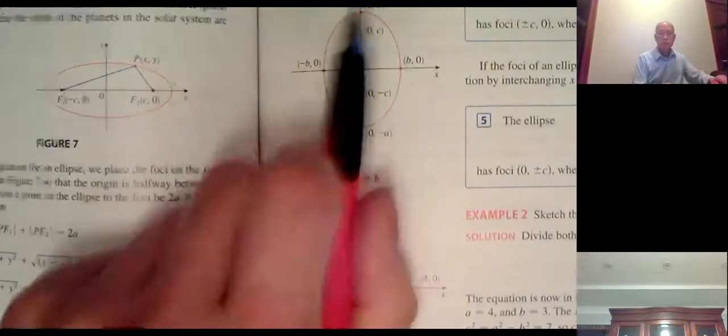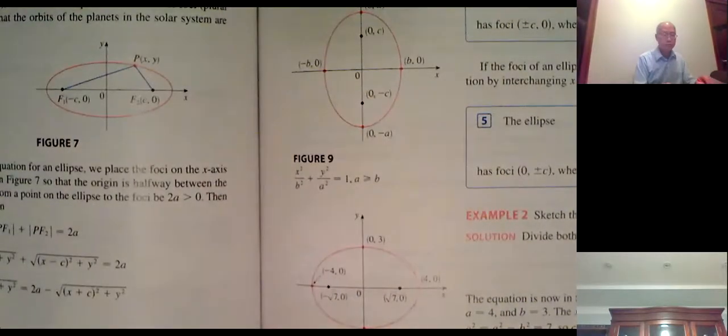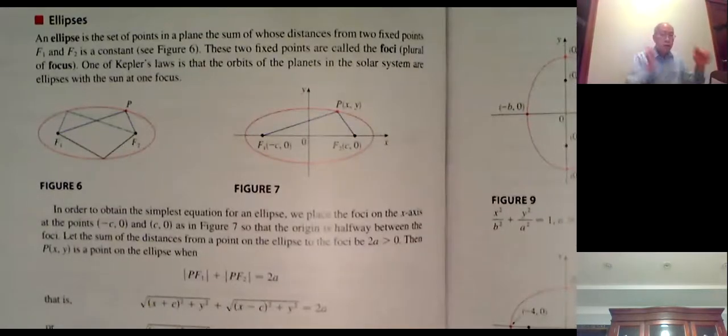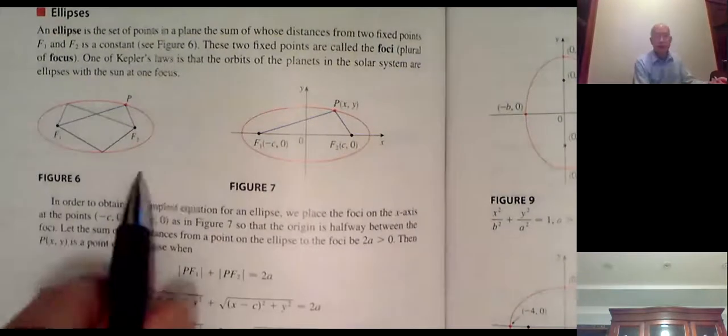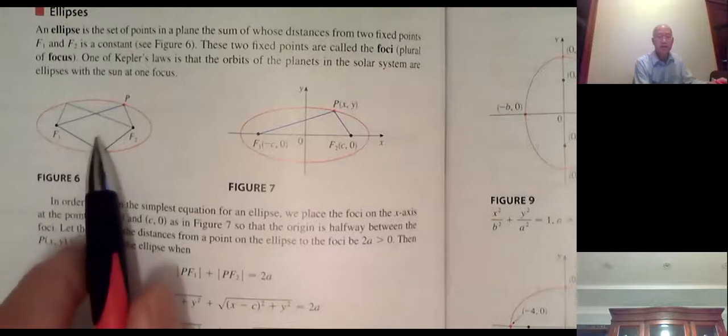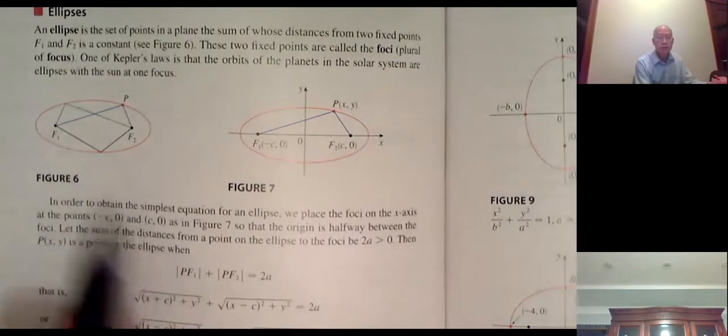Or they can look like this, right? Bulging in one direction, like that. How do you get an ellipse? Okay, you have two foci, one focus, two foci, and you have a certain distance.